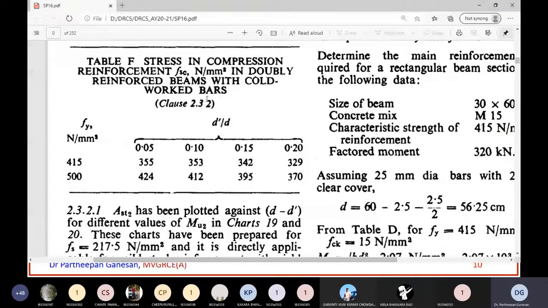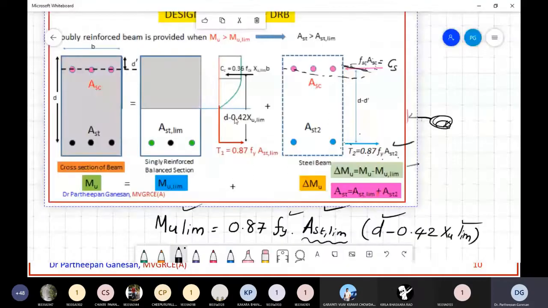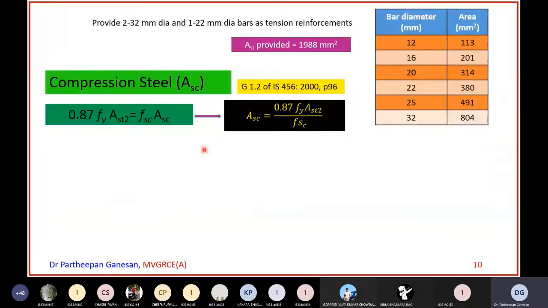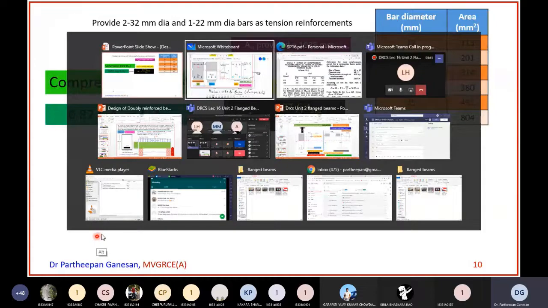It is in SP16. If you see here, stress in compression reinforcement FSC in Newton per millimeter square in doubly reinforced beam with cold worked bar. Cold worked bar means Fe415, Fe500, etc. First find out d dash by d. What is d dash by d? D dash, yesterday we found out to be 38 also, right? What is the value of d dash we found out? You remember?